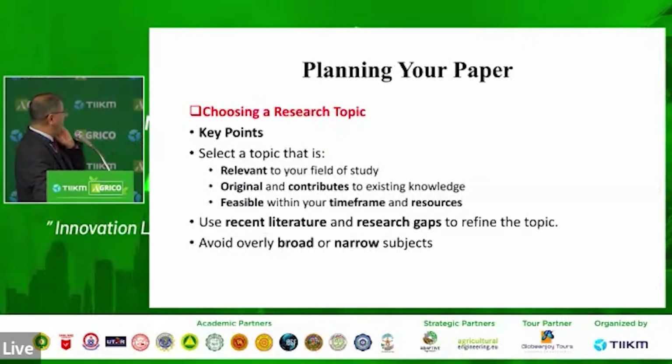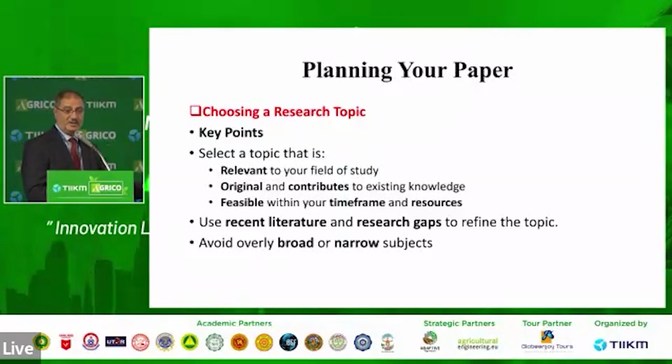So when you plan the paper, we choose the topic. We choose key points, selecting a topic that is relevant to the field, original and contributing to knowledge, feasible and within the time frame and resources, and also using recent literature. Sometimes when I go to papers, I'm reviewing papers every month, at least 2 or 3 articles. When I see a person putting old references in his paper, I just feel that the person is really not following what's going on, because every day you get something new.